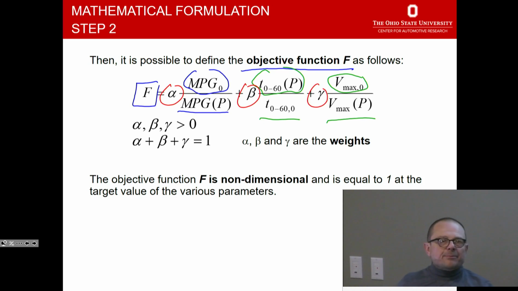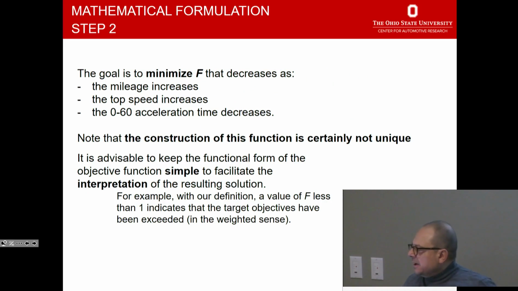So what are the properties of these weights? Well, clearly they're positive numbers, and their sum must be equal to 1. Pretty straightforward. Because we have normalized every variable by some standard reference value, this is a non-dimensional equation. Everything is approximately in the range 0 to 1, and it's dimensionless.